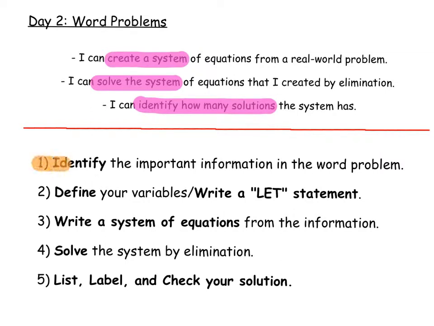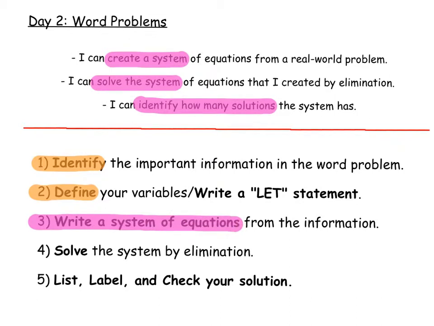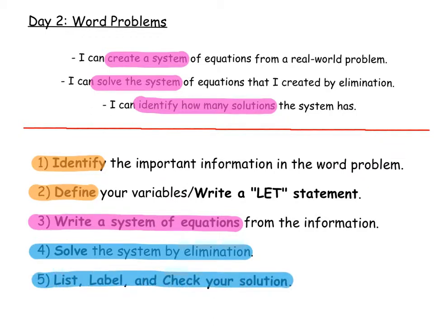So there are some steps that I have set up when solving story problems. First, we identify information, we define our variables. Then one of the hardest parts is writing the system of equations. But once you have that written, we're actually going to solve by elimination today. And then you have to list, label, and check your solution just to make sure that it works out.